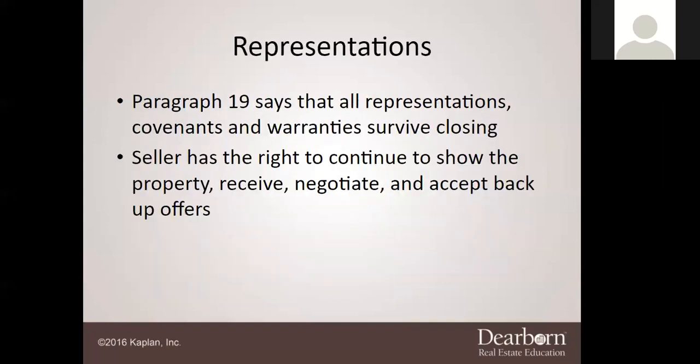Extremely imperative. When dealing with representations, deal with paragraph 19. It says that all representations, covenants, and warranties survive closing. The seller has the right to continue to show the property, receive negotiation, and accept backup offers.